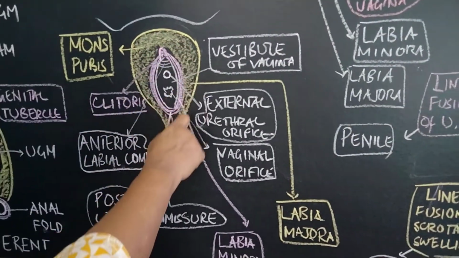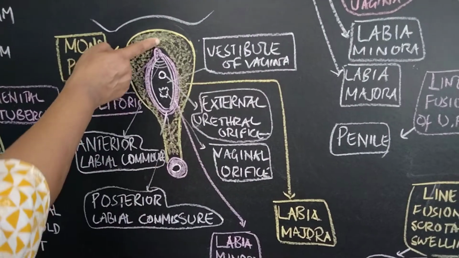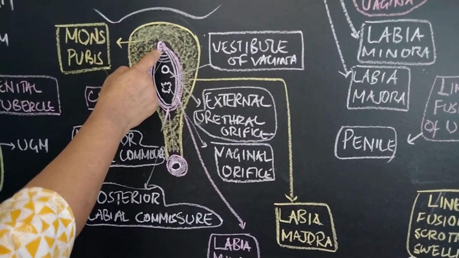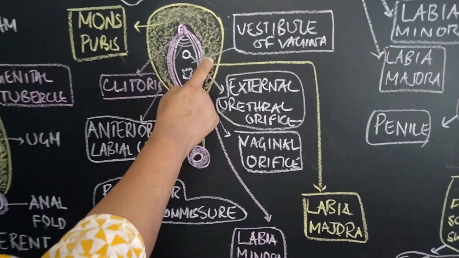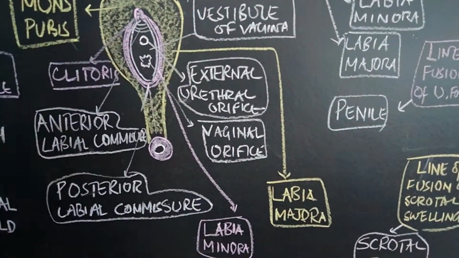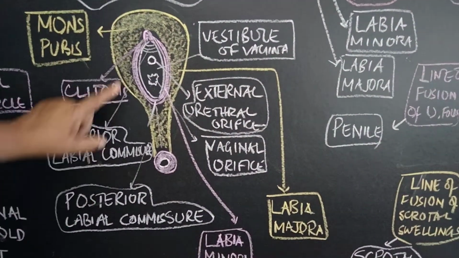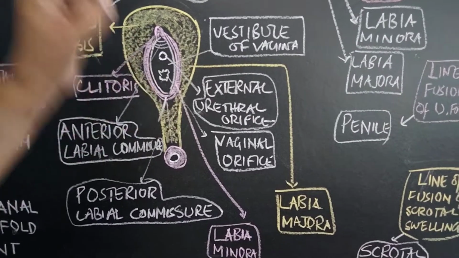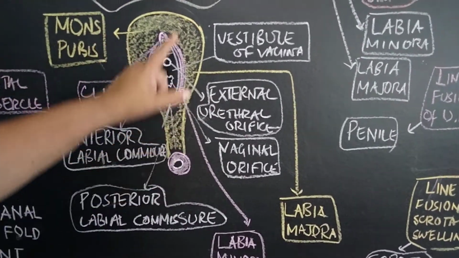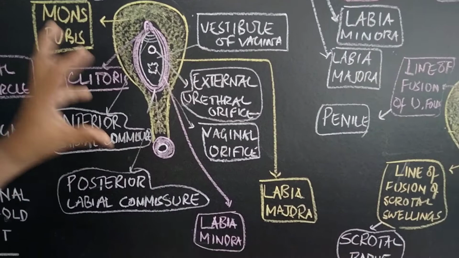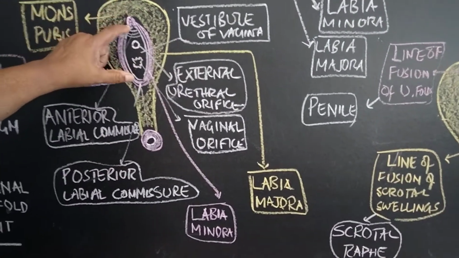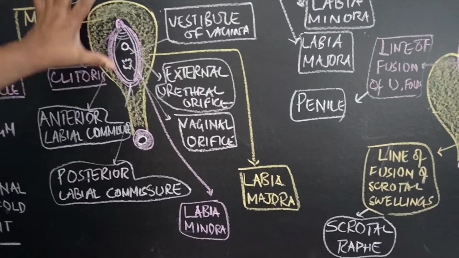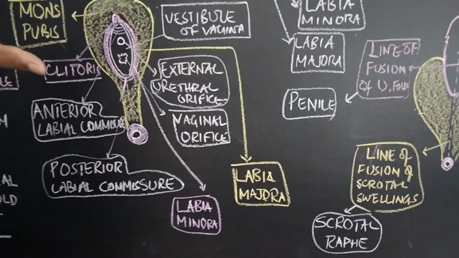Surrounding genital swelling, that forms the labia majora, which anteriorly forms the mons pubis, anterior labial commissure, posterior labial commissure, and this part is called the labia majora, that is from the genital swelling. So clitoris is from the genital tubercle, labia minora from the primitive urethral fold, and the labia majora is from the genital swelling. Anteriorly it is mons pubis, anterior labial commissure, posterior labial commissure. This all together is the formation of the external genitalia of the female.